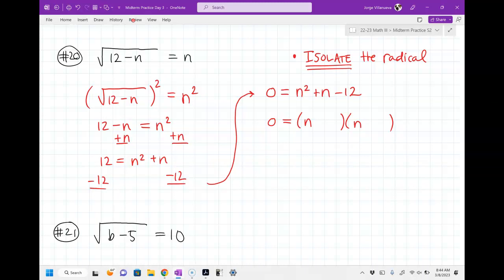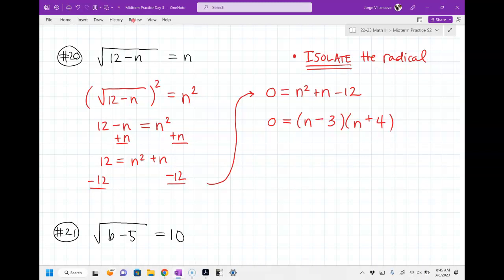But what numbers for 12 can give you a 1, a 3, and a 4? So let me put 3 and 4. Which one should I make negative? If I make the 4 negative, what's negative 4 plus 3? Negative 1. So that's actually not good. It has to be a positive 1. So it's actually plus 4 minus 3.